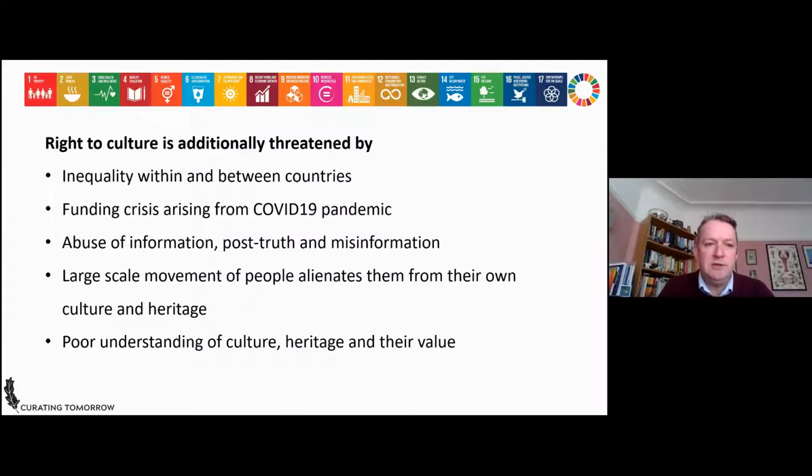So the right to culture is additionally threatened by the inequality that there is within and between countries, the funding crisis that will certainly arise from the COVID-19 pandemic, the abuse of information and post-truth and misinformation, so to deliberately mislead people, the large-scale movement of people that alienates them from their own culture and heritage and enlarges minorities, and generally just the poor understanding of culture and what it is, and heritage and their value.